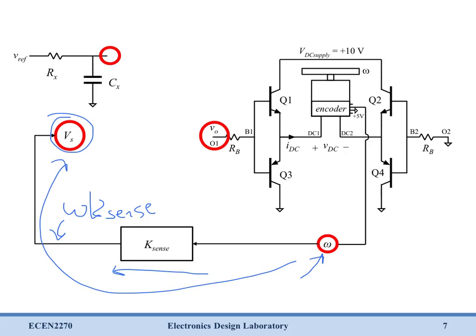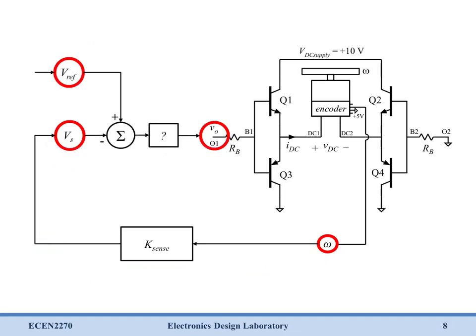Next, let's take a look at how we use Vref and Vs to generate the correct VO. Now initially what we want to do is find out what's the error, what's the difference between where we are, which is Vs, and where we want to be, which is Vref. So we're simply going to subtract these two elements to generate some V error. And our V error is going to be equal to Vref minus Vs.